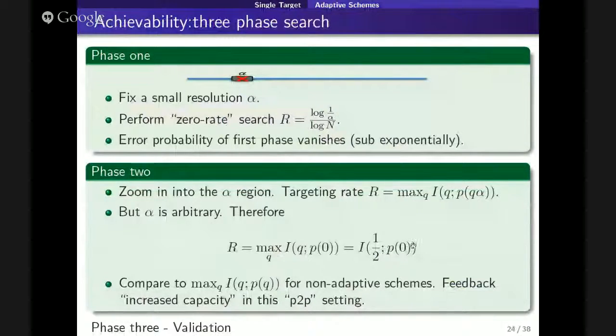So this means that as long as this function is continuous around 0, because alpha is arbitrary, you get an optimization problem of I of Q at P0. The noise does not depend on Q. Compare this to what we had before for non-adaptive. And then in the third phase, just do the validation in the same way we did before. So now we have a specific answer, and we do validation to get the Bernoulli exponent for channel P0.